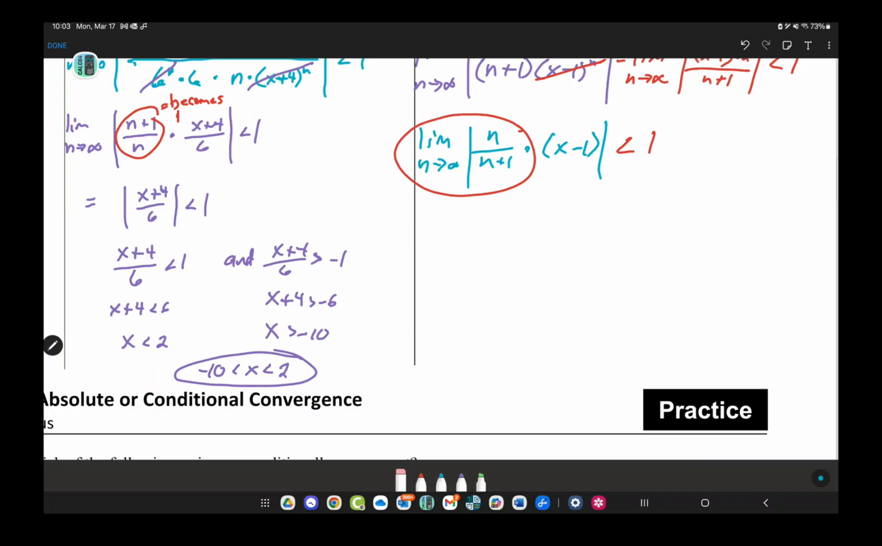So this right here converges absolutely on the interval between 0 and 2. So the question asked now is where does this converge?